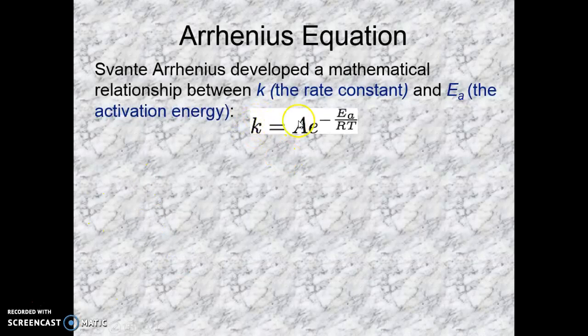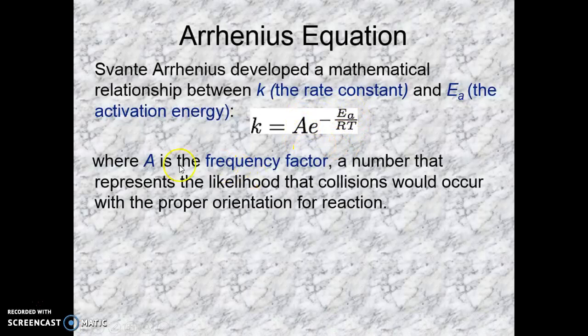So the rate constant is equal to, what's this A? This we've seen before. But this A, what is it? It is a frequency factor. It is a number that represents the likelihood that collisions will occur with the proper orientation for a reaction. How do you figure out that A? Good question.